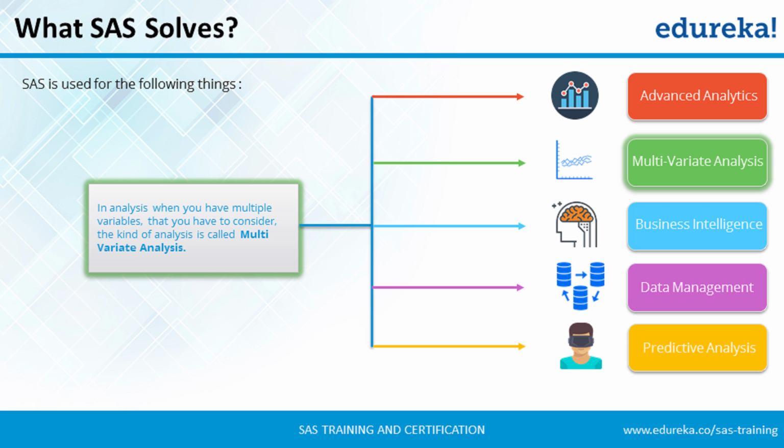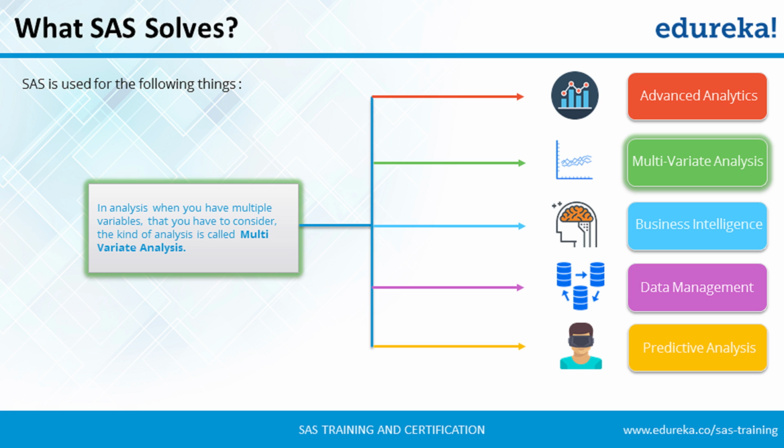Similar is the case with SAS as well. SAS is used where you have a lot of variables. I just took 3 variables, but that could be around 15 or 20 or 35 or 40 variables, right? So when you have this many variables and you're trying to make a decision based on all of them, it actually becomes a cumbersome task.